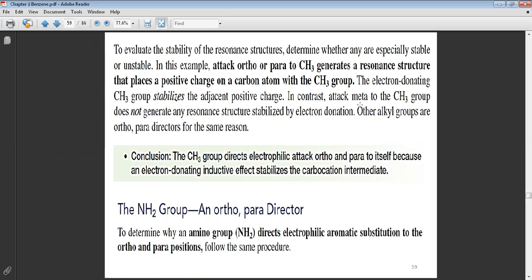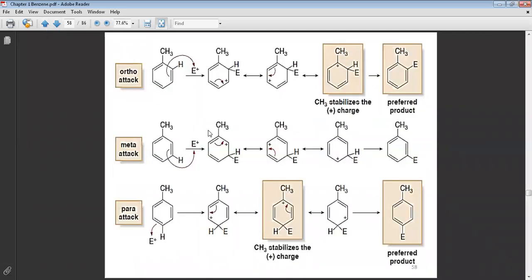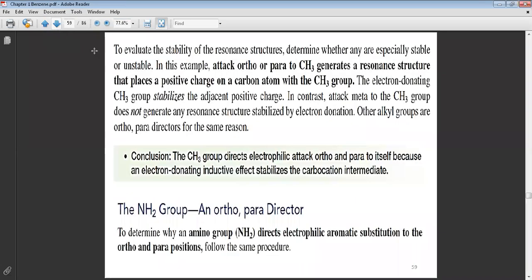On the meta position, the CH3 group doesn't generate any such resonance structure stabilized by electron donation. Look here, there is no resonance structure where the methyl group is directly bonded to the positive charge. There is none of them. Okay.